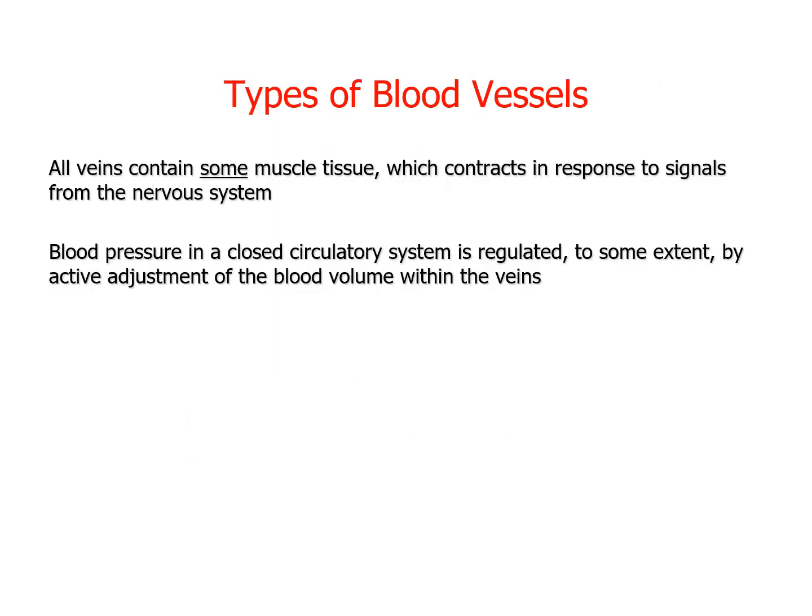So, in fact, veins do contain some muscle tissue, even though it's not apparent. They have a thin layer of tunica media, which can contract in response to certain signals from the nervous system. But in general, it's the arterial side that has most of the muscle tissue and is capable of much more vasoconstriction and vasodilation because of that.